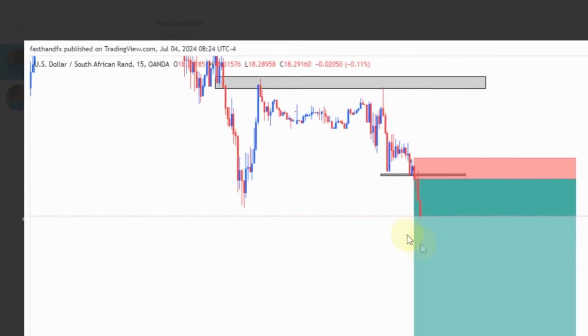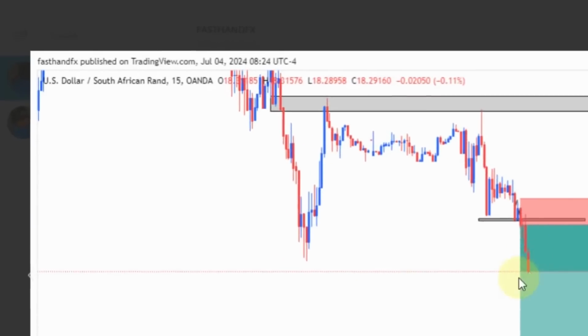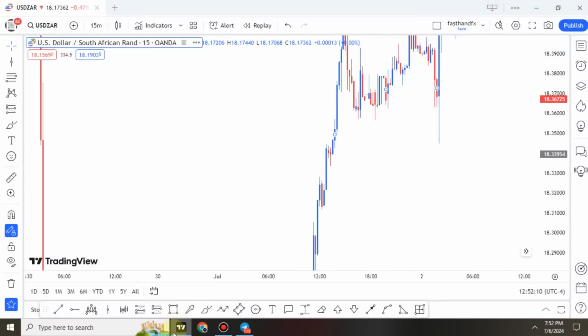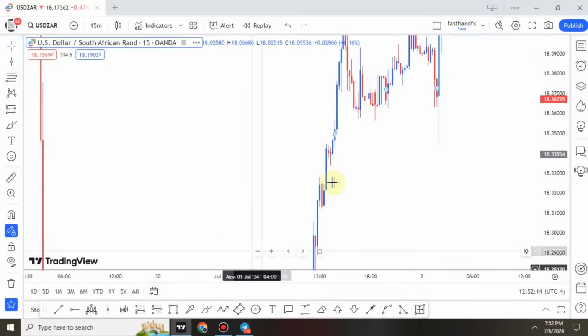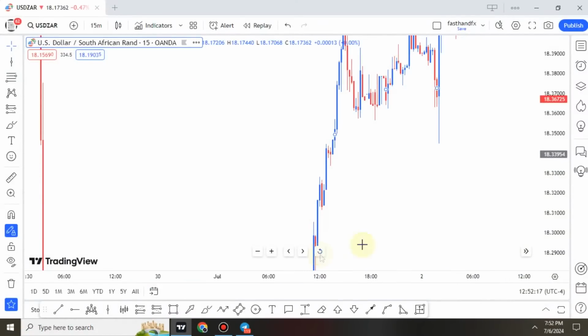Remember, this is July 4th. You see right over here, that is when we were in profit based on the 15 minutes. You understand? Let me see how many candlesticks are those. 1, 2, yeah, 2 candlesticks. We were in profit. All right, so let's go.